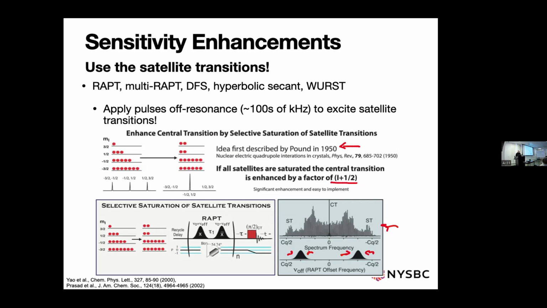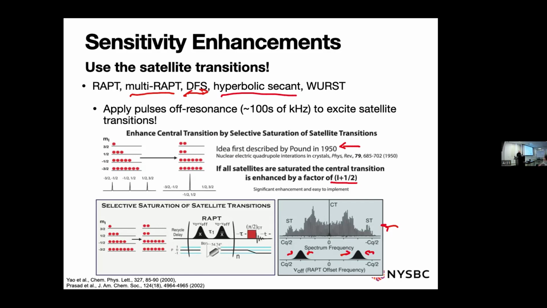There's other ways to do this. You can then do this multiple times and do multi-wrapped. You can apply differential frequency switch pulses across these offsets to try to invert them. You can do hyperbolic secant pulses. They actually work really well. So you can apply a hyperbolic secant pulse offset.